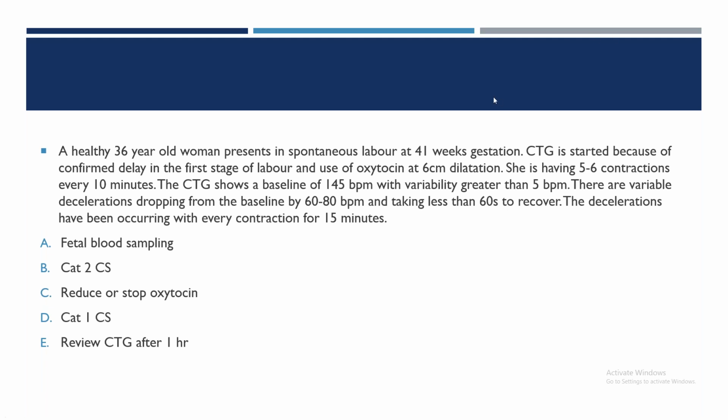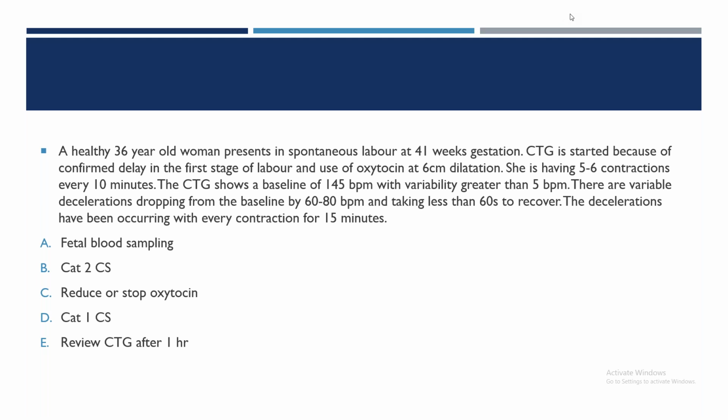36-year-old woman, spontaneous labor, 41 weeks. CTG started because of confirmed delay in first stage of labor and use of oxytocin at 6 centimeter dilatation. She is having 5 to 6 contractions. CTG is baseline 145, variability more than 5. There are variable decelerations, dropping from baseline by 60 to 80 beats and taking less than 60 seconds to recover. The decelerations have been occurring with every contraction for 15 minutes.